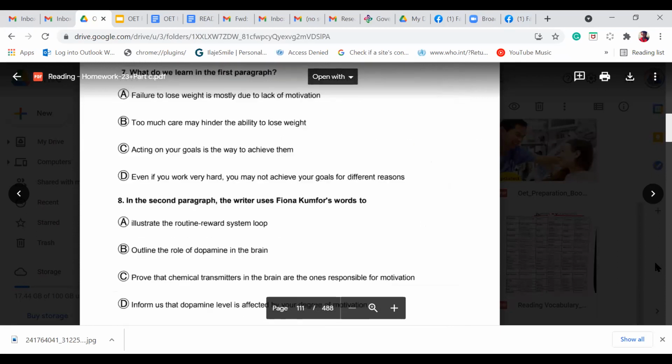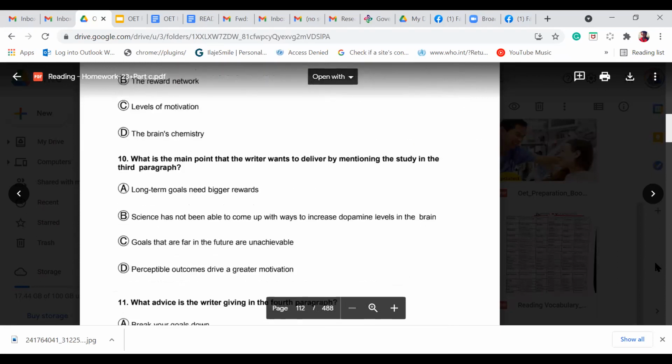So no. Question 10, option A is not the answer. Long-term goals need bigger rewards. That's not what that study is talking about. Science has not been able to come up with ways. No, it didn't even say anything about dopamine. Goals that are far in the future are unachievable. It wasn't saying that. Perceptible outcomes drive a greater motivation.